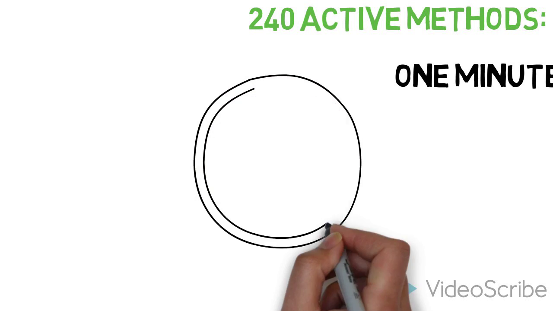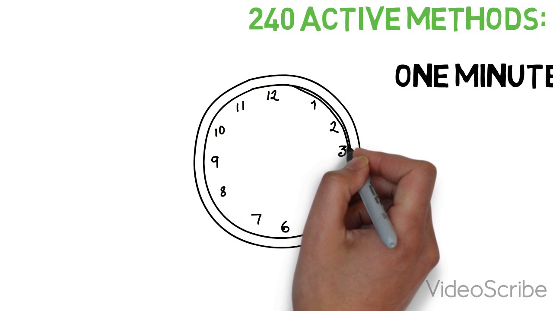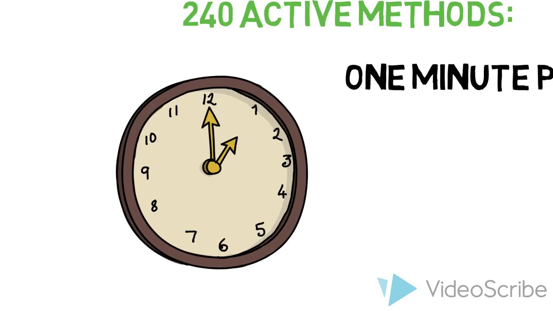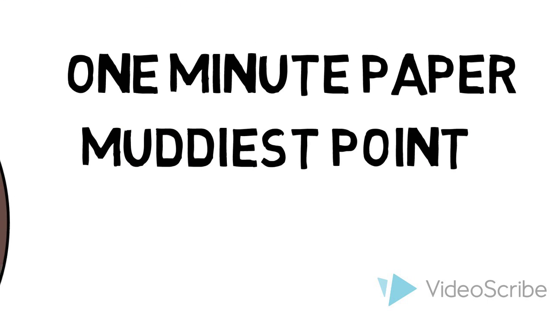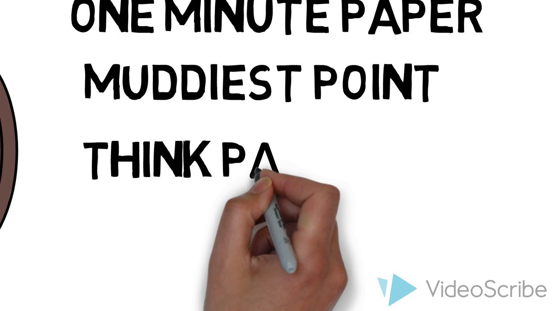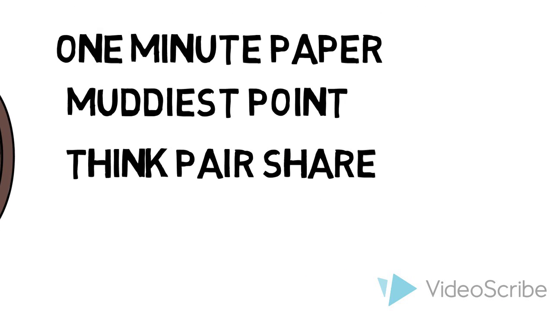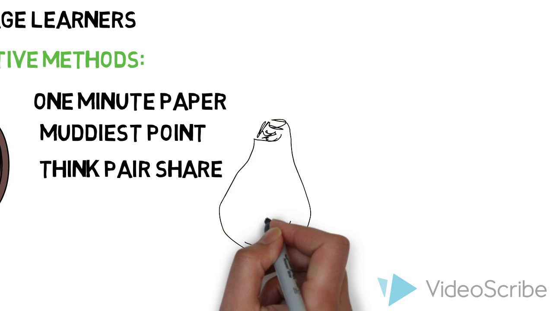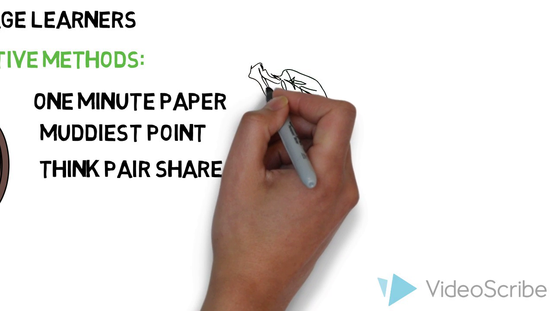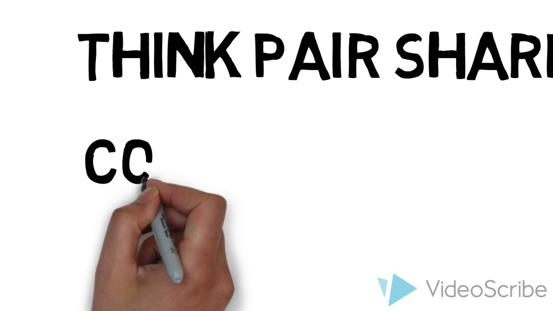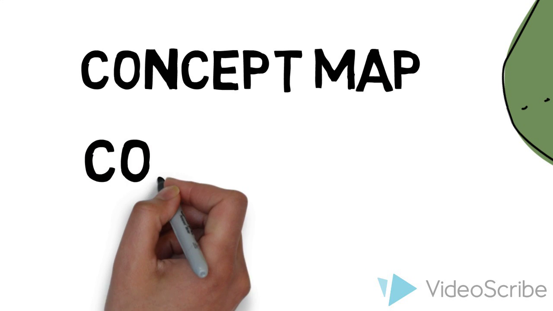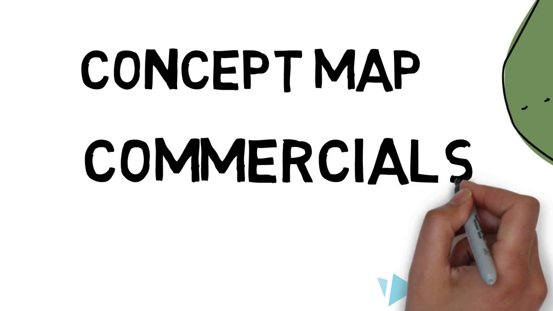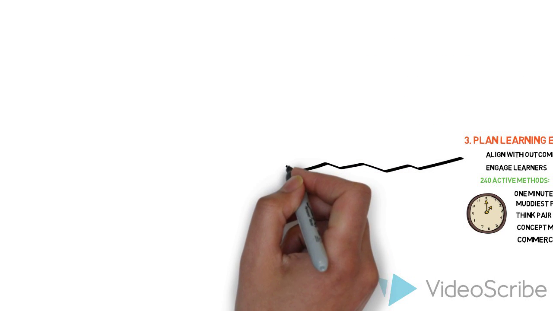In this, they basically are allowed some time and a prompt to reflect and summarize some of the thoughts in a particular class. The second one might be the muddiest point, where they're looking at items that are unclear to them. A third example would be a think, pair, share. This increases their metacognitive abilities to synthesize and summarize. And then, of course, there are concept mapping techniques. And finally, another example would be creating a commercial which summarizes their thoughts.